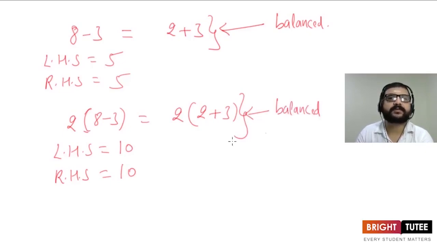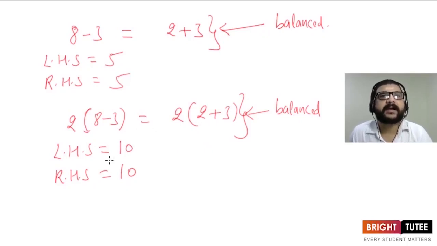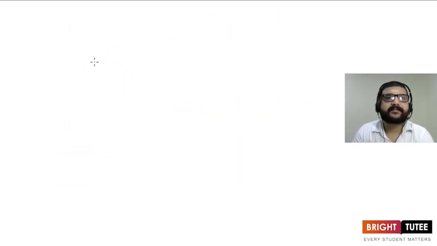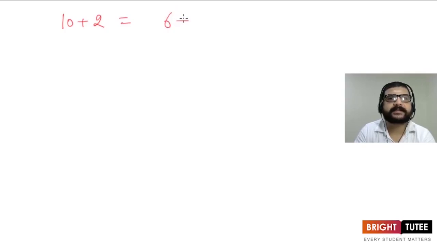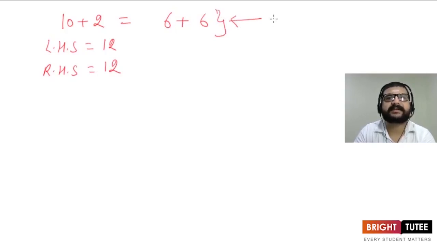Now from here we can conclude, if we multiply both the sides of a balanced equality or balanced equation, the equation remains balanced only. Now let's see for division. Let's consider an equation 10 plus 2 is equal to 6 plus 6. Here LHS is 10 plus 2, which is 12, and RHS is 6 plus 6, which is 12 again. So we can say the equation we are having here is balanced.